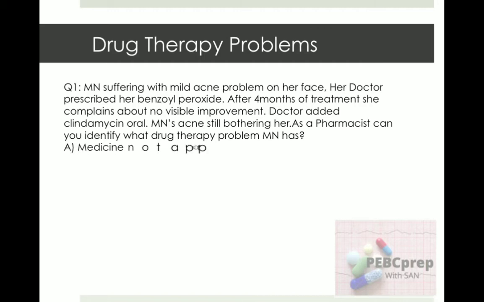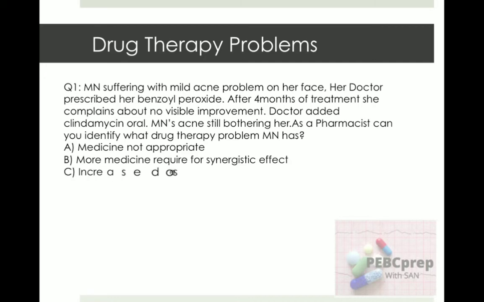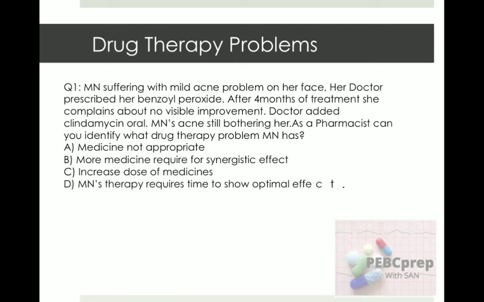Option A, medicine not appropriate. Option B, more medicine required for synergistic effect. Option C, increased dose of medicine. Option D, MN's therapy requires time to show optimal effect. The best answer is option A.